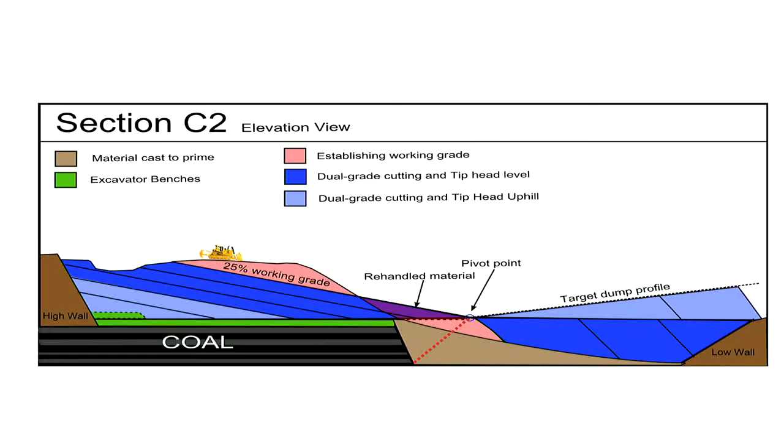We have here the terrain of the material to be moved post blasting it, and it tends to form a sort of shape characteristic of this, and the dozer needs to systematically work its way down, pushing material as it goes from over on the left-hand side over to the right-hand side.